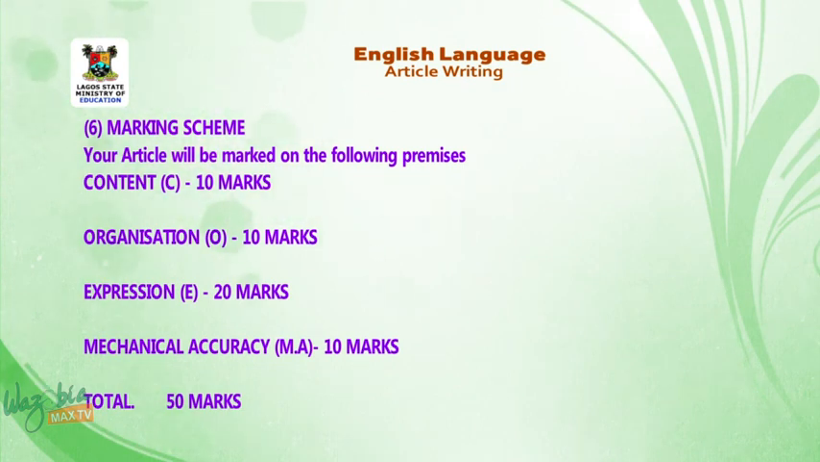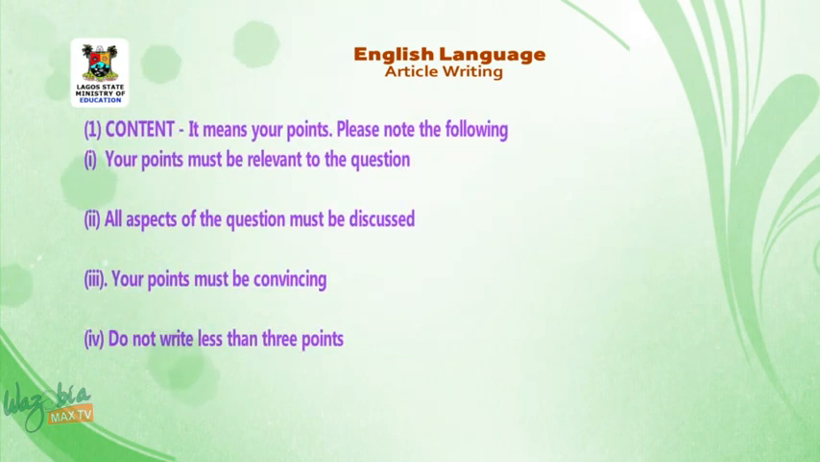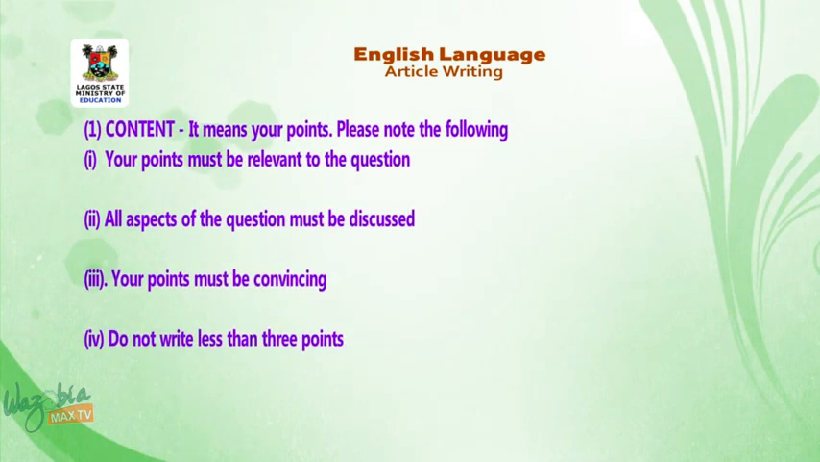Let's start with the content, which is 10 marks. In the content, don't forget, we are checking your points. That means, are your points relevant to the question? So the first requirement is that your points must be relevant to the question. Two, all aspects must be discussed. The question I gave you as a sample has two sides, and the two aspects must be explained.